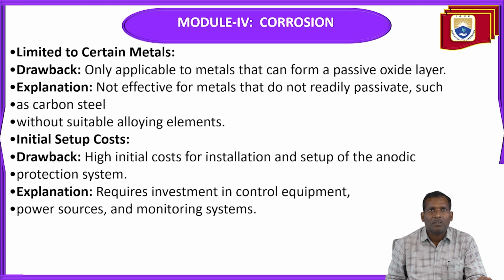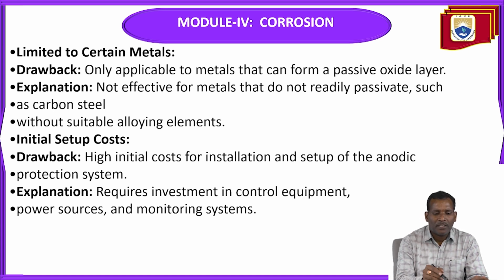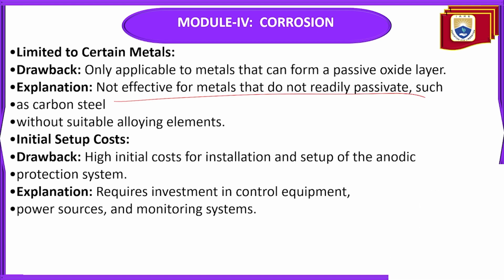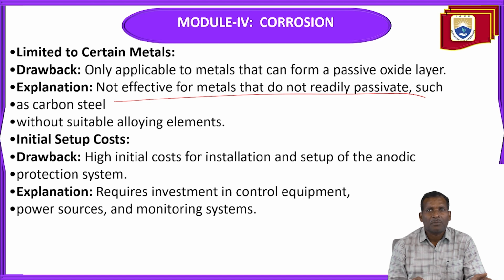So, limited to certain metals. The drawback is, it is only applicable to metals that can form a passive oxide layer. So it is not effective for metals that do not readily passivate, such as carbon steel without suitable alloying elements. The initial setup cost. The main drawback is a high initial cost for installation and setup of the anodic protection system. It requires investment in control equipment, power sources, and monitoring systems.